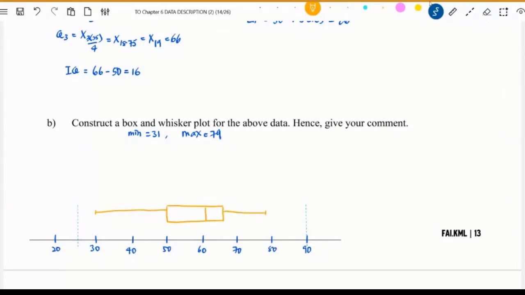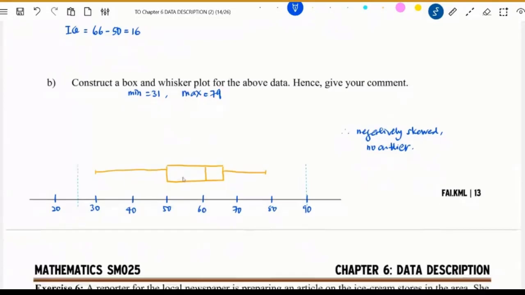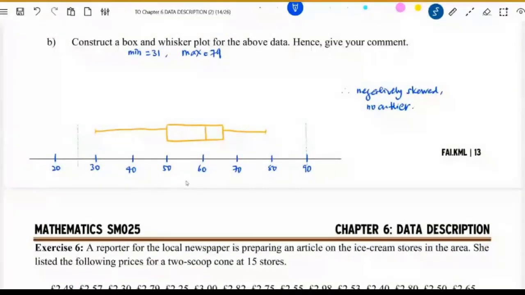So conclusion, is it positively skewed or negatively skewed? Because it's obviously not symmetrical. Yang mana lagi panjang? Negatively. Okay, so we have negatively skewed since the left hand side is longer than the right hand side. So since we don't have any data out from the fence, there is no outlier. Okay, so that one, example 6B. So exercise 6 also for your own practice, DIY.